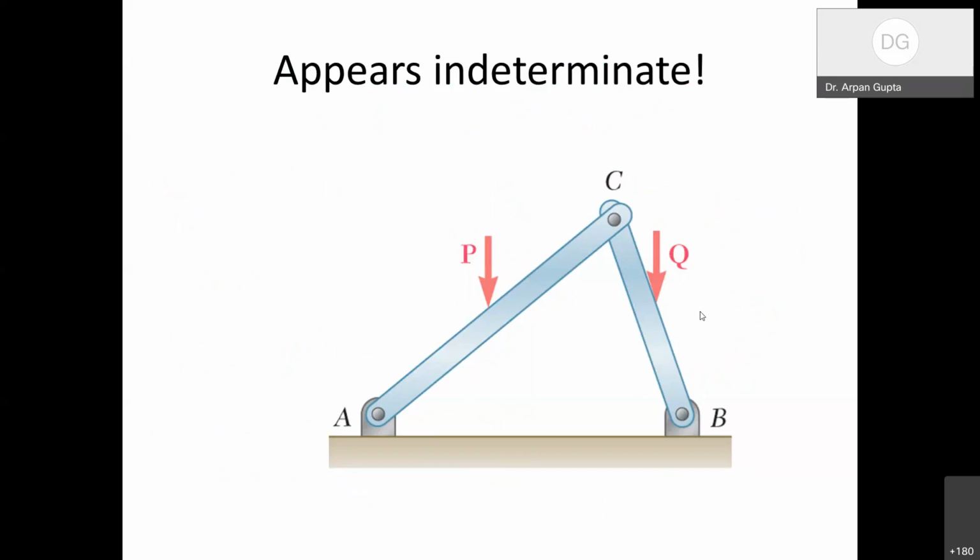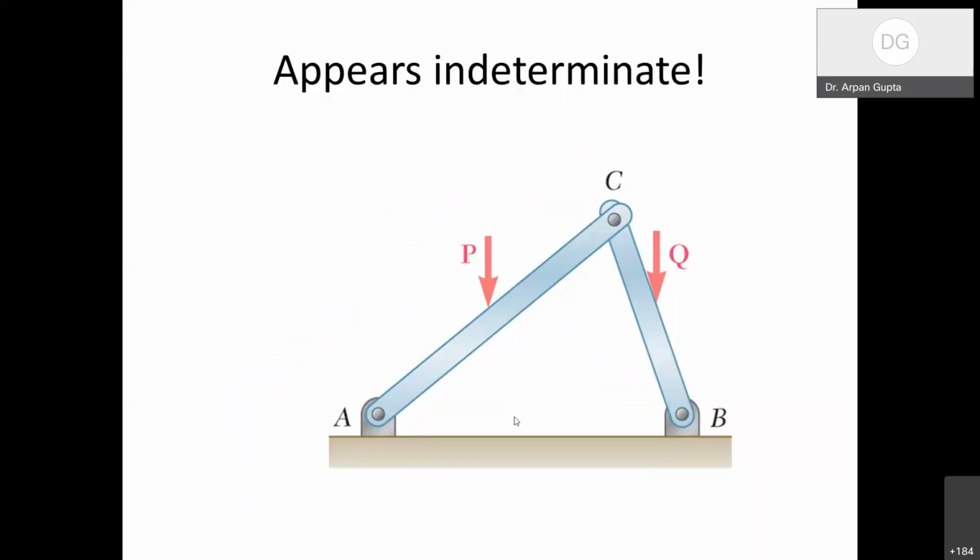Now let us consider this example where, as I wrote in the heading, this structure looks indeterminate to start with. We have members AC and CB, which are pinned together. At the outset, it appears that we have two reactions here, AX, AY, and similarly BX, BY are two reactions here. So we have a total of 4 unknowns, and right from the beginning we will not be able to solve for the 4 unknowns because we have 3 equations in 2D.